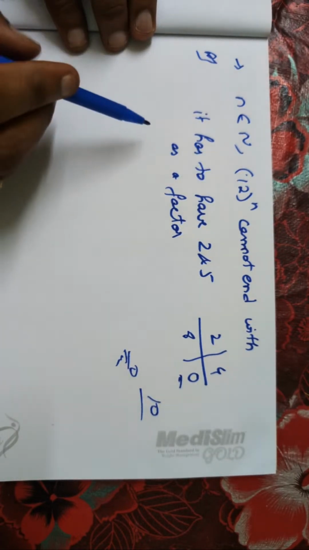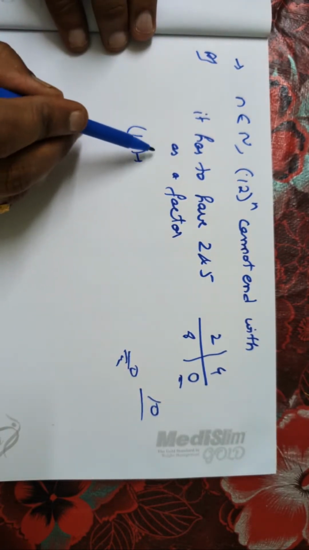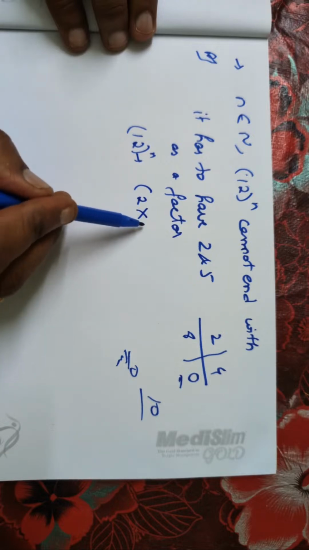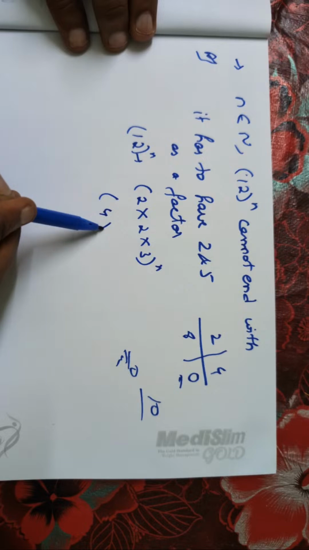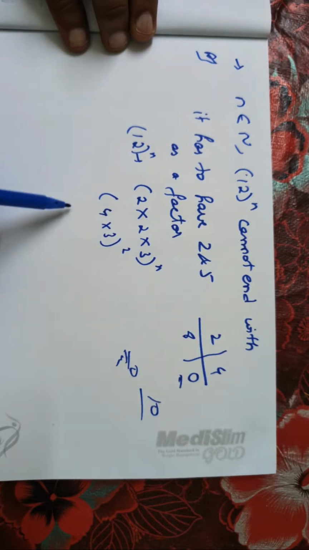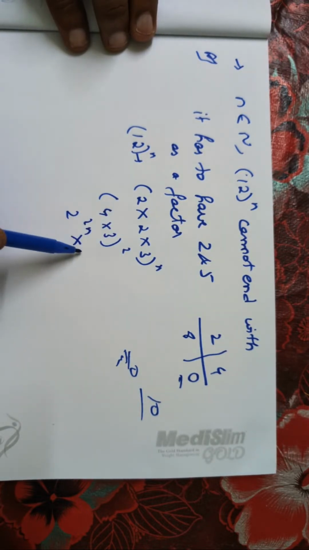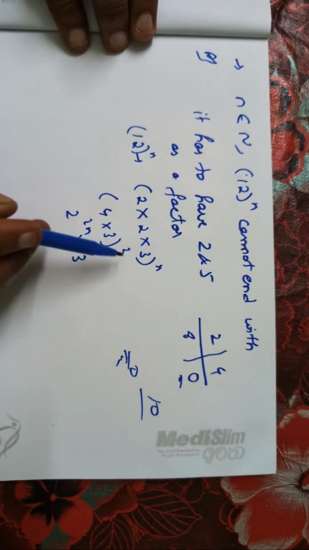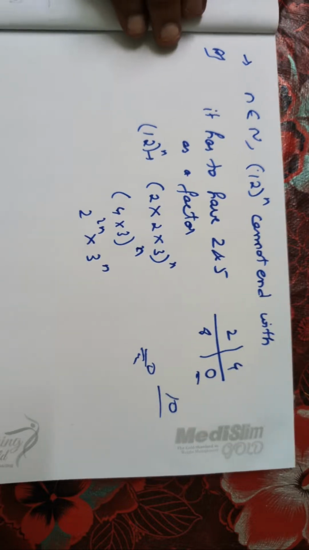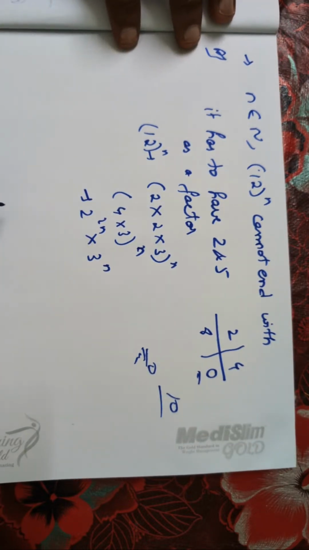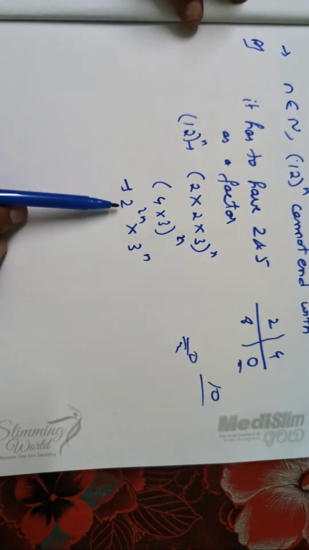So let's see 12 power n. If you redistribute it, 12 becomes 2 into 2 into 3, so 12 power n is 4 into 3 power n, that is 2 power 2n into 3 power n. Here we can see it doesn't have 5 as a factor. It has only 2 and 3.